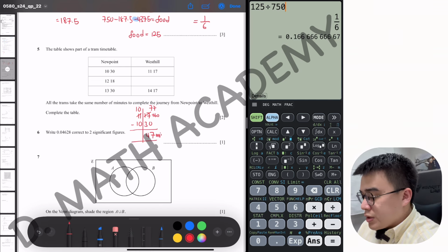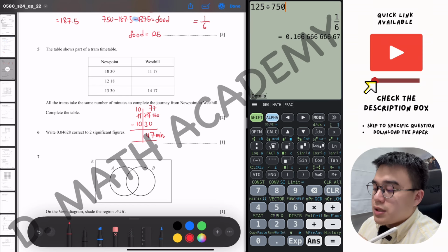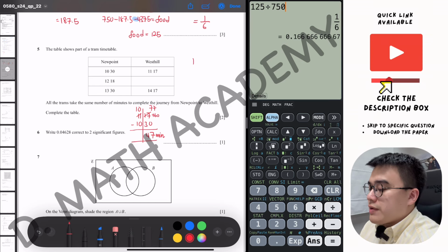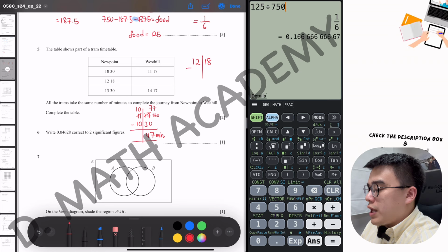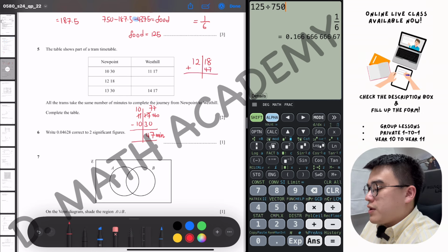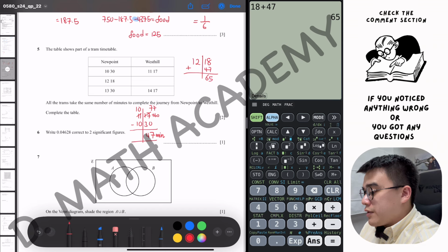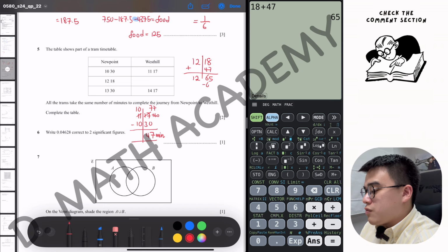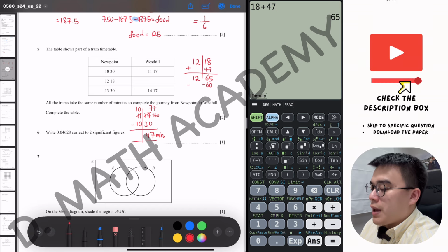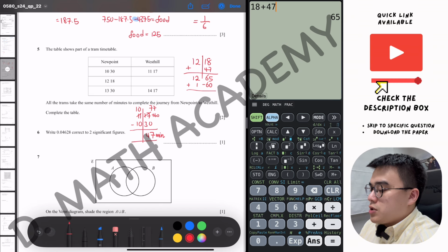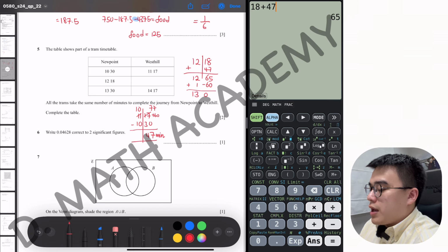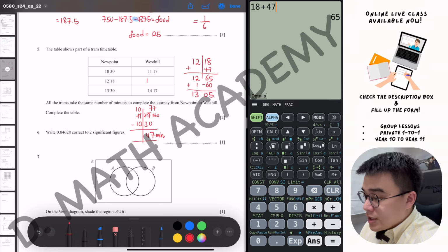And please take note that this is not the final answer. It's just an additional 47 minutes. So 1218 plus 47, you'll be able to find your answer as 1265. Again, it's wrong because minutes is kept at 60. So you actually arrived at 1305 as your final answer.